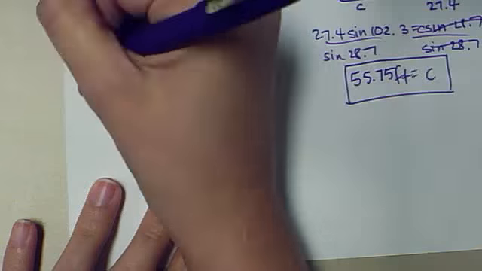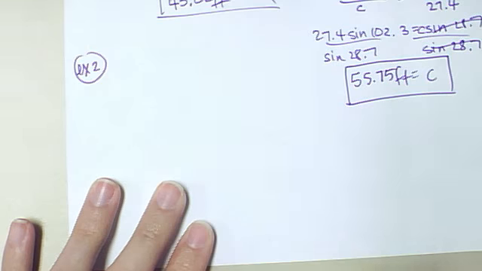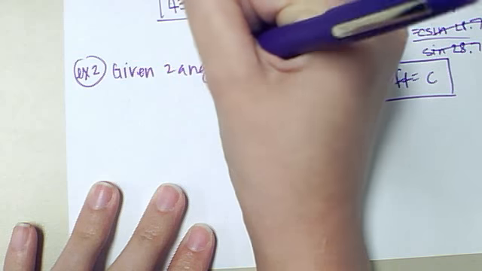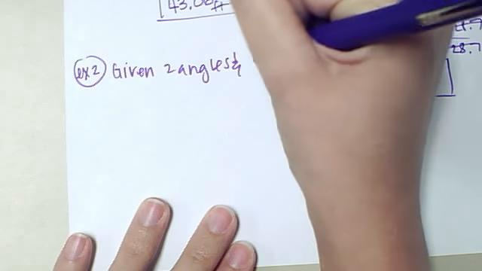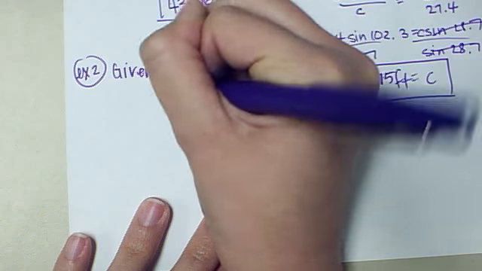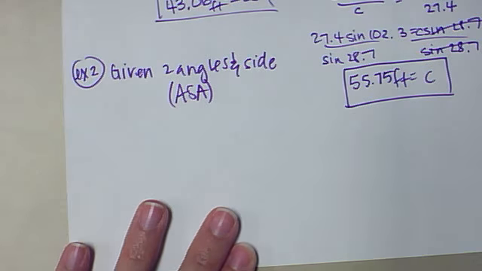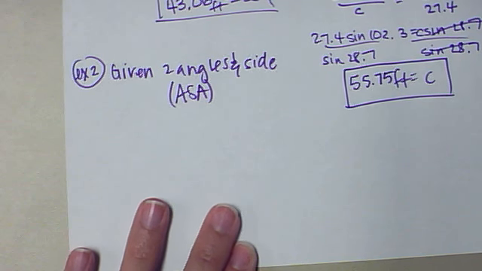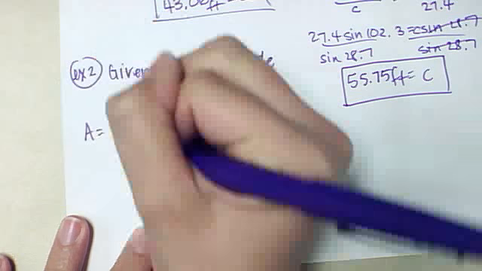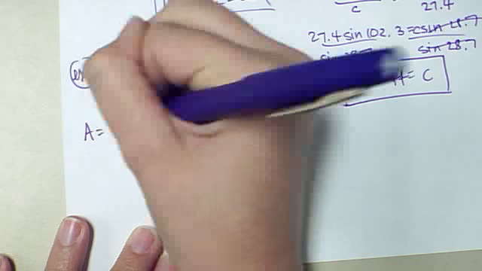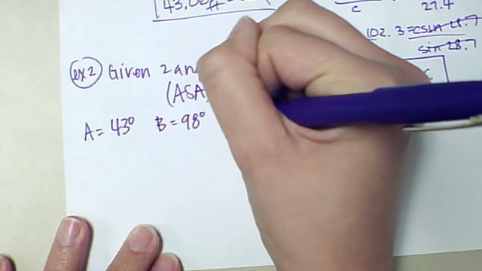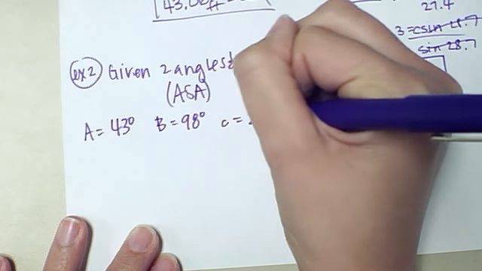I'm going to show you one more example, number 2, and this is if you're given 2 angles and a side, but in this case we're talking about angle, side, angle. And if you wanted to, you could always draw a triangle to give yourself a better idea of what this looks like. I'm not going to do that right now, but we could do that later. Angle A is 43 degrees. Angle B is 98 degrees. And side C is 22 feet.